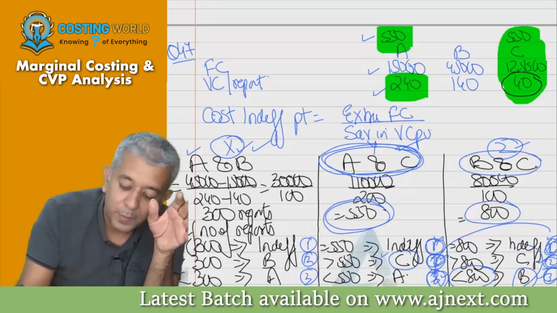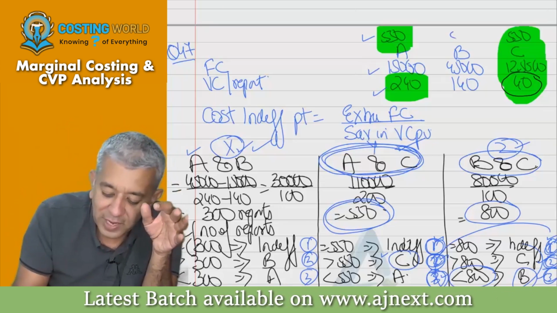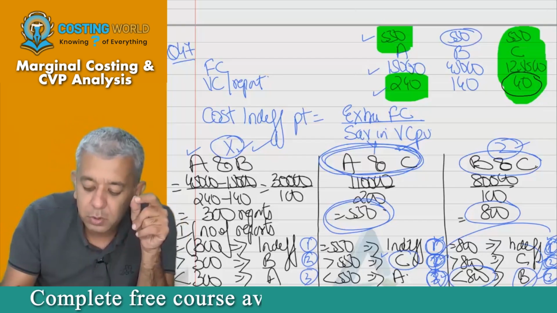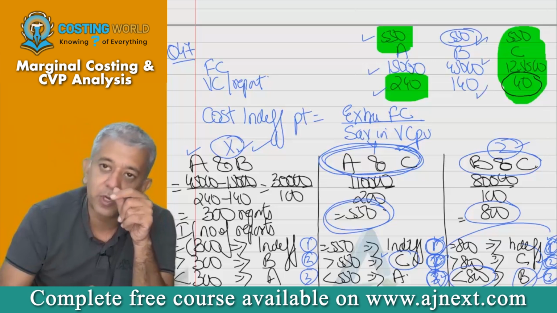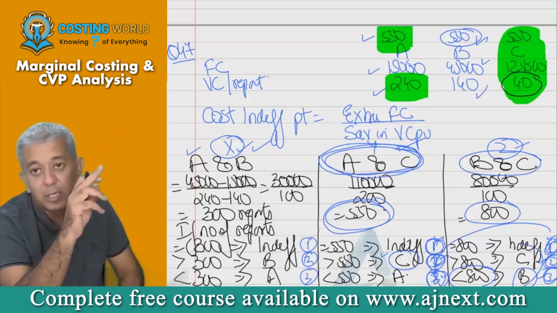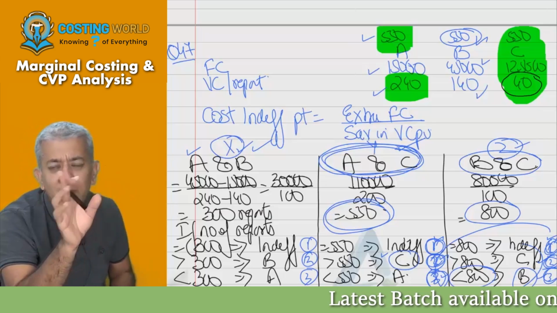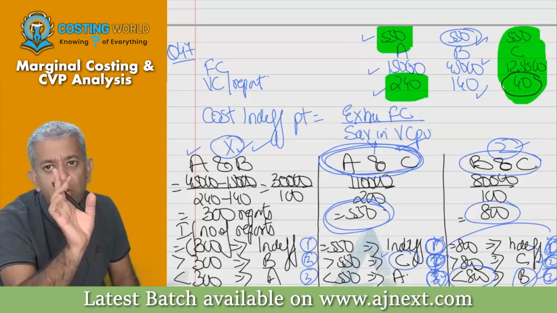But if you compute 550 over here, B will be lower than that. Do 550 into 140 plus 45,000. That will be coming to the least of the figures. Correct? 1,20,000. That comes to the least. Yes, sir. So therefore B is the best.